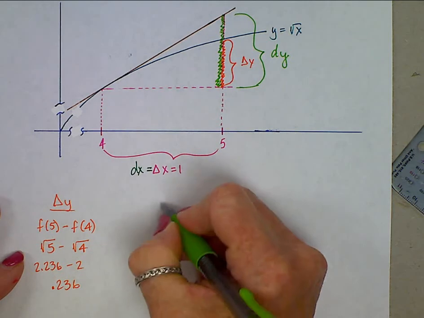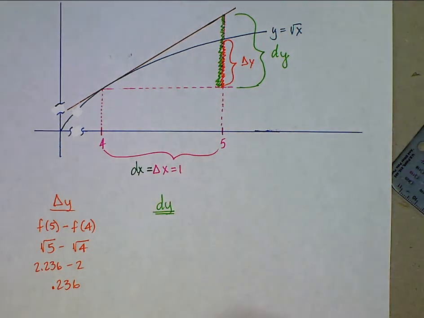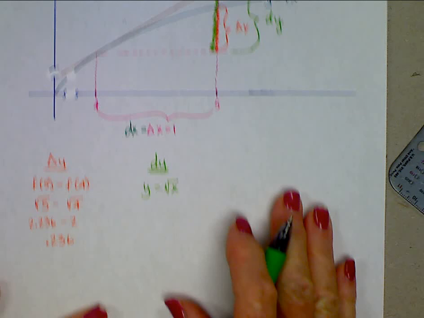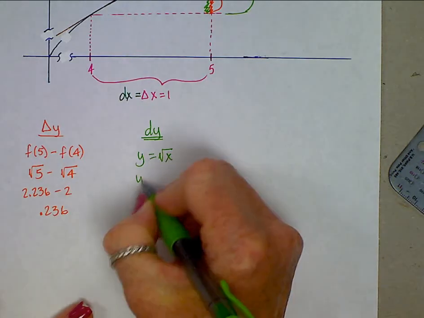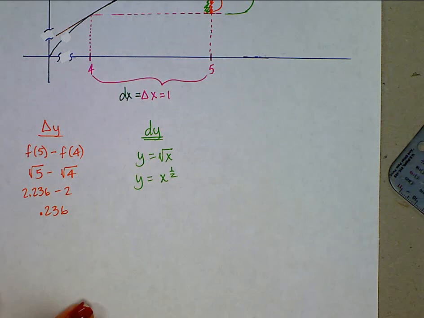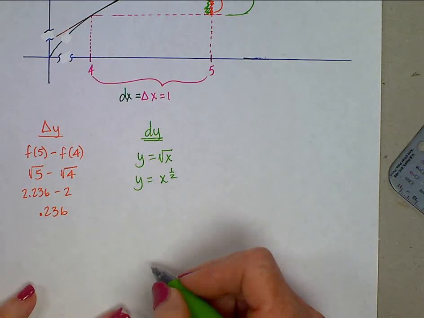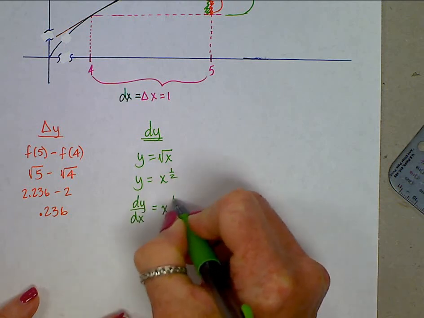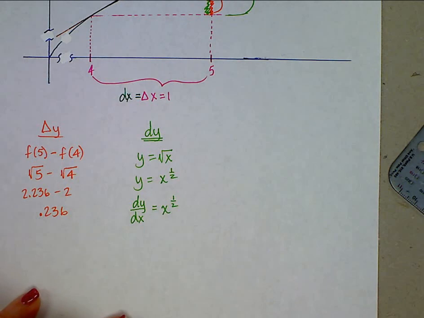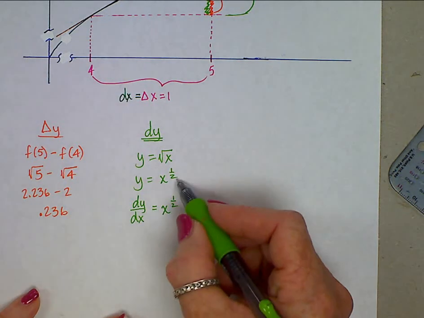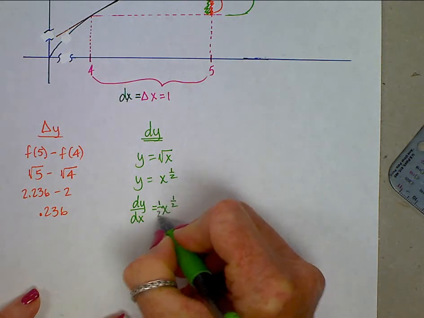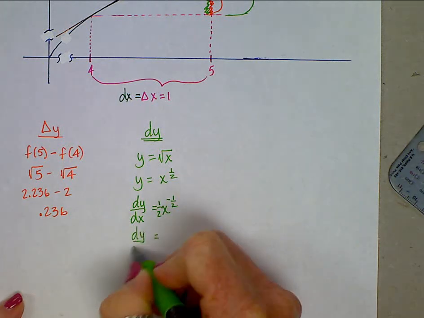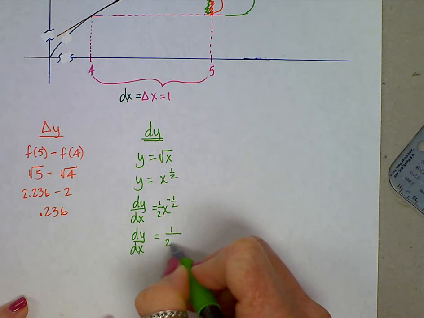dy, to find that one, start off with the equation y equals square root x. Then let's rewrite this as x to the half, do a derivative, but when you do the derivative, use the dy dx notation. Oops, I have to actually do the derivative, huh? So that would be 1/2 x to the negative 1/2. I'm going to rewrite that as 1/(2 square root x).